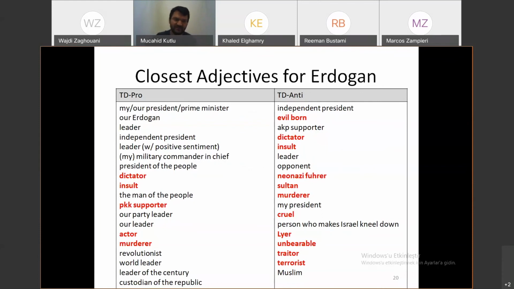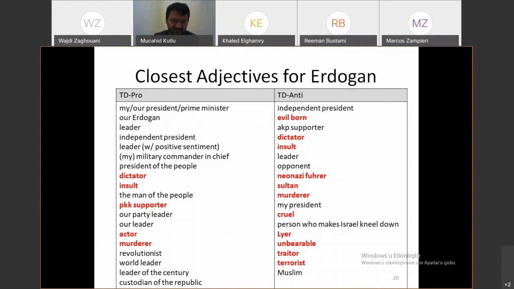So here, in the left one, you see the adjectives coming from the pro-Erdogan group, and they say my Erdogan, our Erdogan, leader, independent, my military commander-in-chief, president of the people, world leader, and so on. So there are actually many words with positive sentiment. And in the anti-Erdogan group, you see a very different definition of Erdogan, like evil-born dictator.